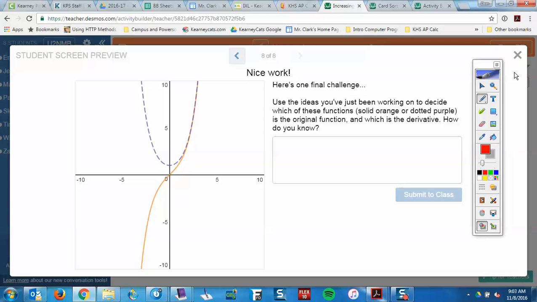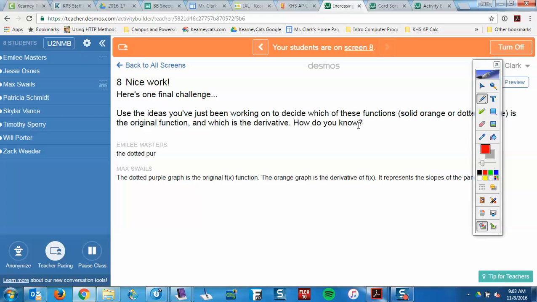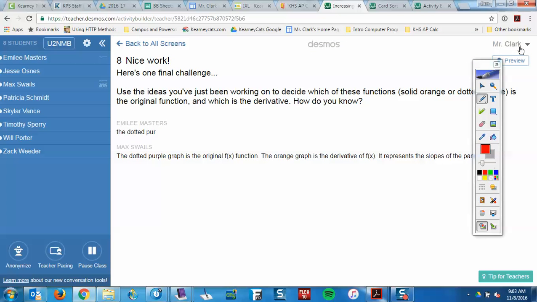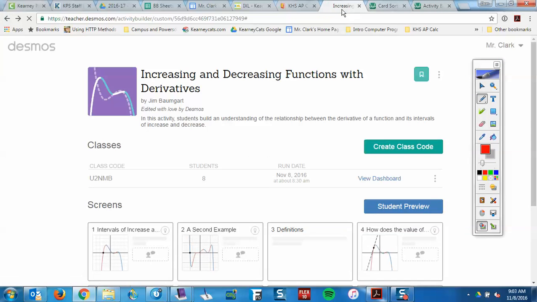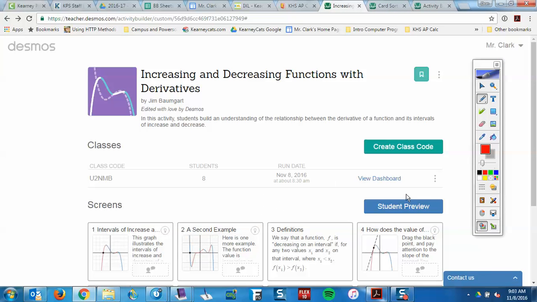Okay, so let's end that. We'll get out of that, and that's what I wanted you to look at. But the main idea of that was this idea of increasing and decreasing and so forth. Okay.